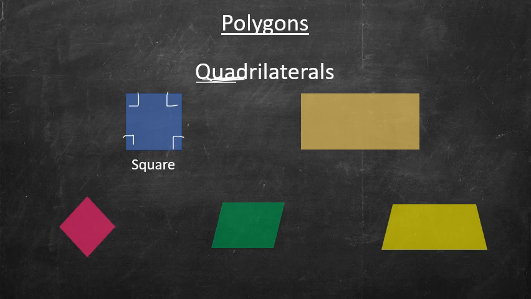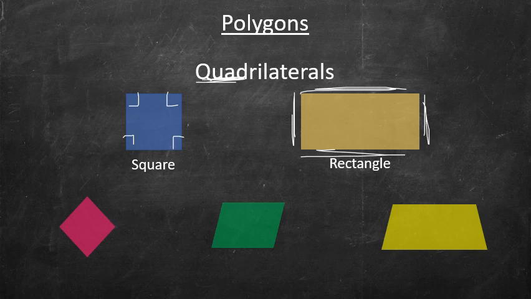The next shape is a rectangle. Now, a rectangle is a lot like a square, but the sides are not equal. You have two long sides and two short sides. All right, you have two long sides and two short sides. And just like the square, you have four right angles.